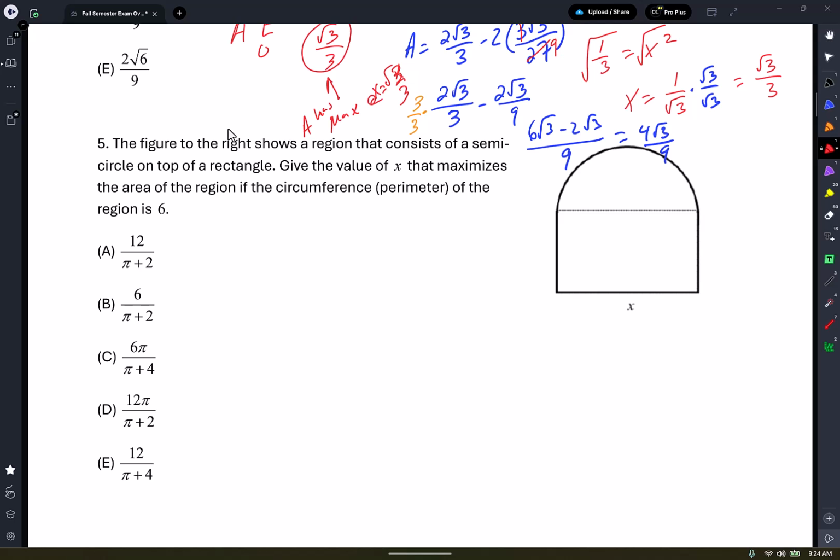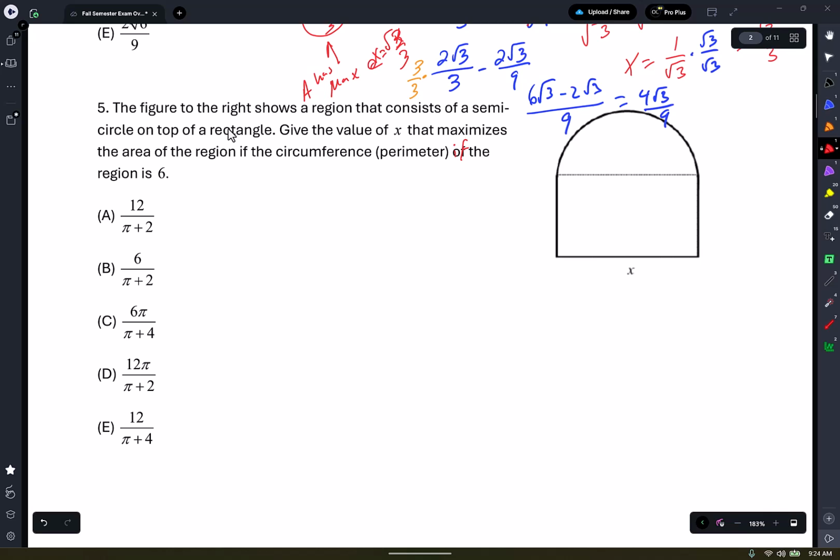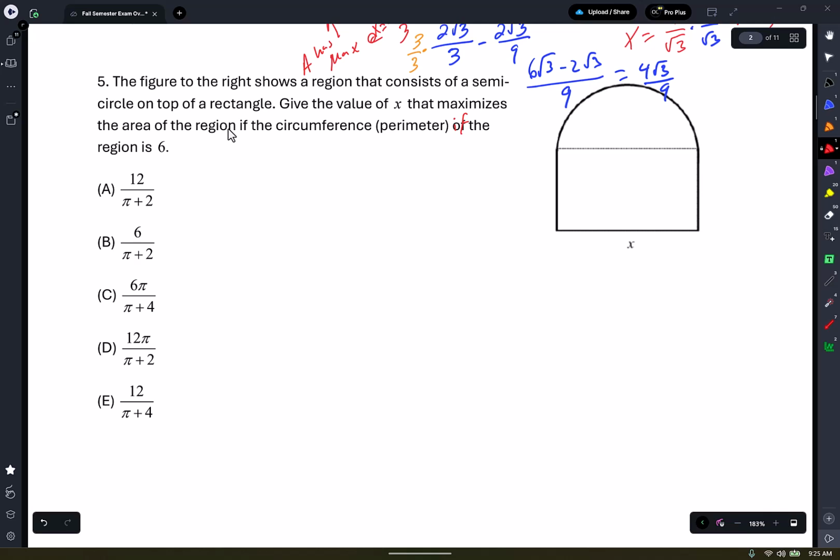You all ready? The figure to the right shows a region that consists of a semicircle on top of a rectangle. Give the value of x that maximizes the area of the region if the circumference of the region is 6. Oh, it should say if, but I just didn't type it correctly. All right, only 2 of you asked me throughout the whole time about this question. Maybe you saw it in the video, which is fine. But I think like 4 of you had the right idea, and then everyone else, I don't know. So, guys, let's talk about it.